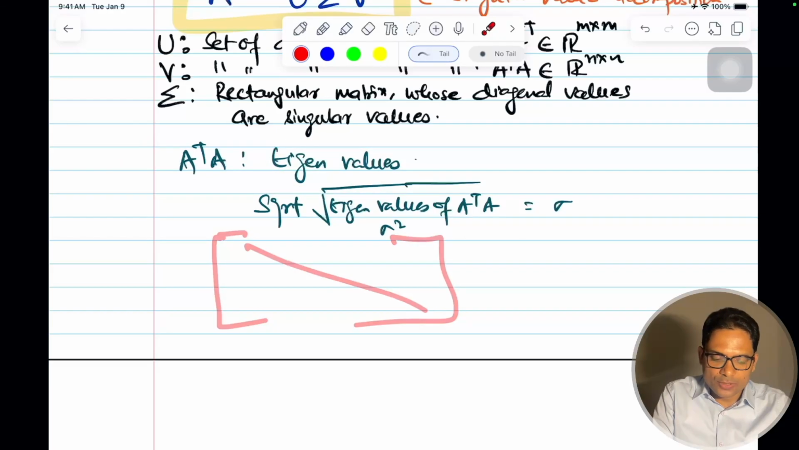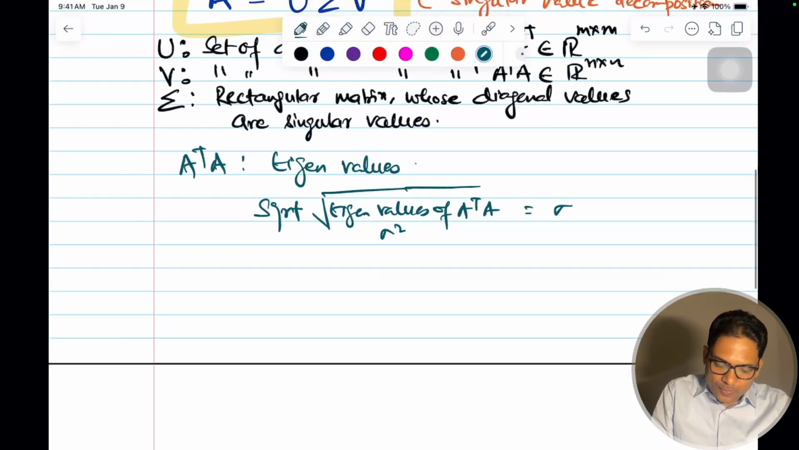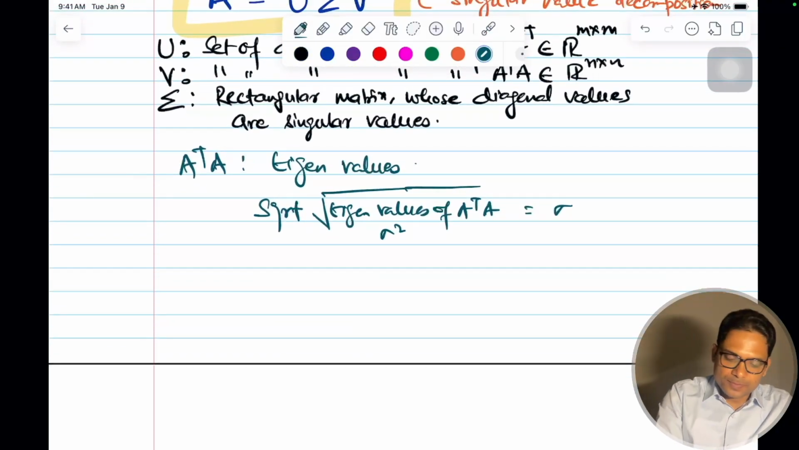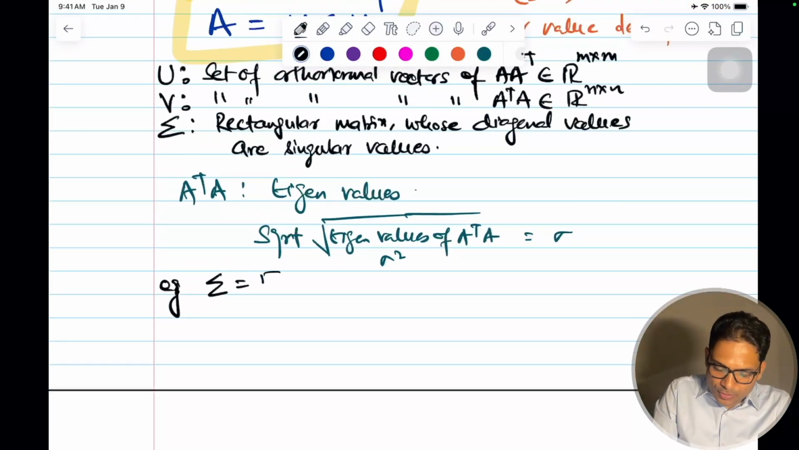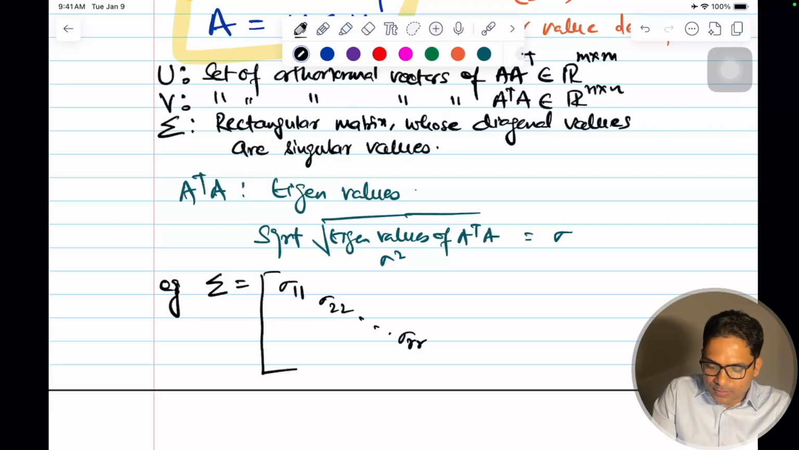These are the entries of this sigma. So what will my sigma look like? My sigma is equivalent to the lambda, and it will look something like this. There will be sigma 1 1, sigma 2 2, like this till sigma r r, and there will be something like 0, some padding 0 will be added.